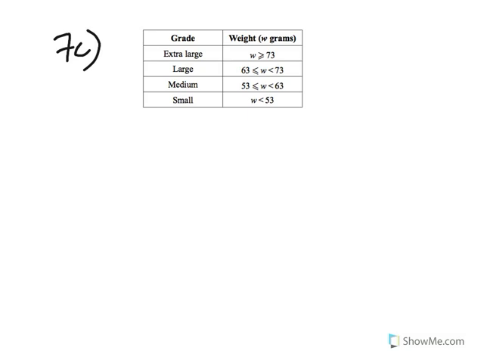Okay, in question 7c, it's saying that Jody wants to use the information to work out an estimate for the total weight of all the eggs laid by the hen. Now you have to explain why it's difficult to do this. To understand this question, you have to look at two grades. You have to look at the extra large grade and the small grade. Now look at the weights.